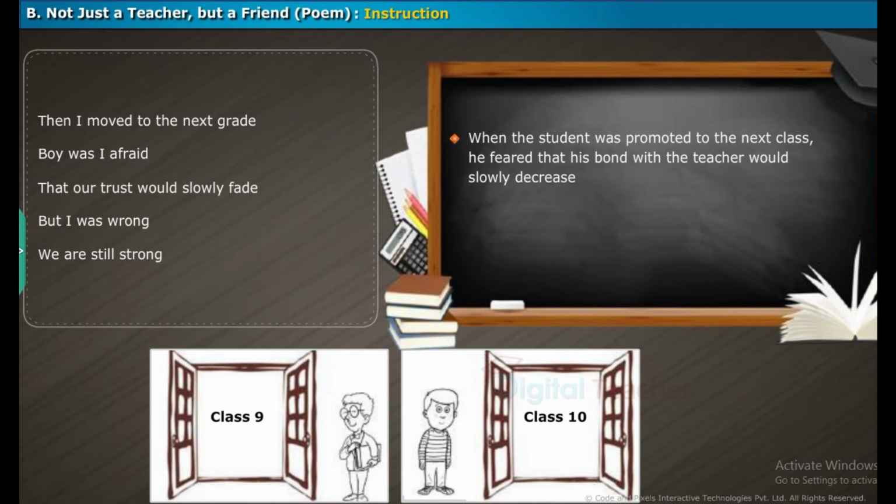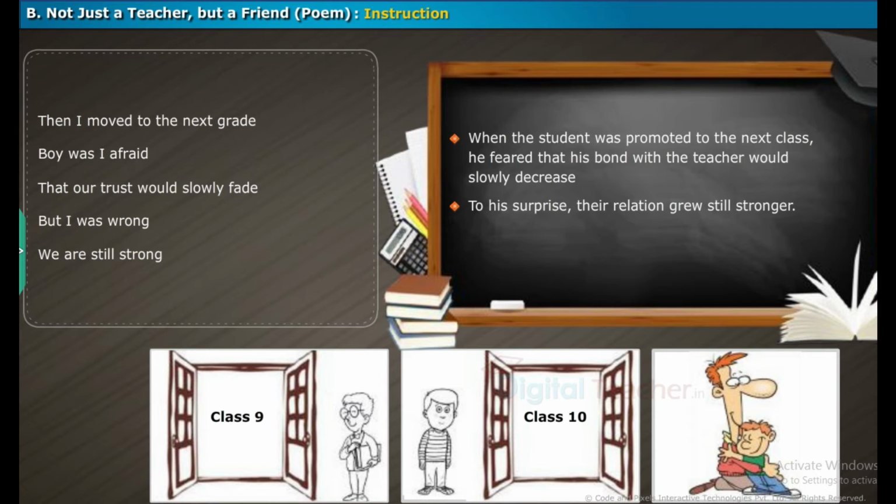When the student was promoted to the next class, he feared that his bond with the teacher would slowly decrease. To his surprise, their relation grew still stronger.